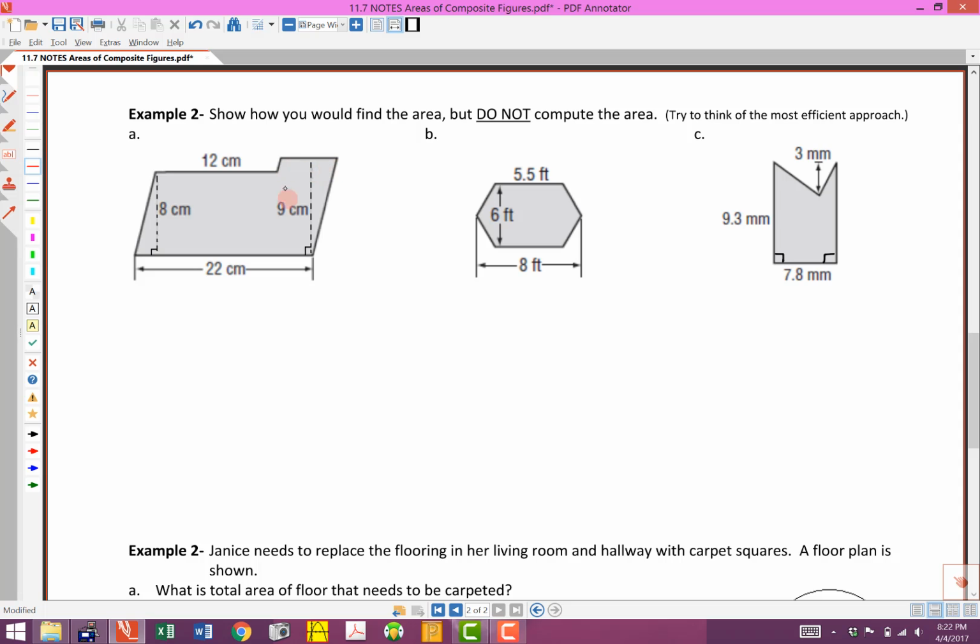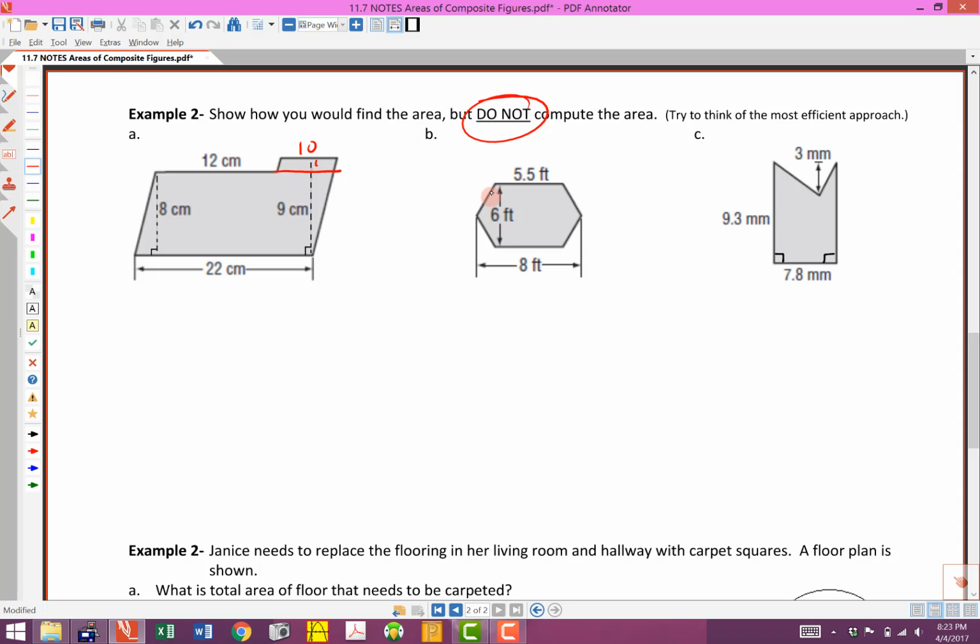We could figure out how tall this one is. This is probably the best way to break it up. To draw a line right there, you're going to find a big parallelogram and a small parallelogram. You can easily figure out that this one would be 10 because the whole thing on the bottom is 22. This is 12. That's got to be 10. You can figure out that the height here is 8. So the whole height here is 9, so this one here would have to be 1, and then we could compute it that way. But you do not have to actually go through and compute it.